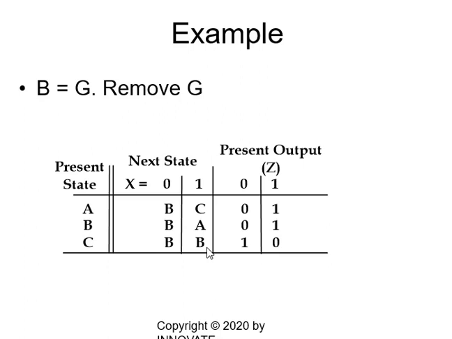This would be the end of this lecture. Lecture 60, which is reduction of state tables by inspection. Any table, we can reduce it by inspection.